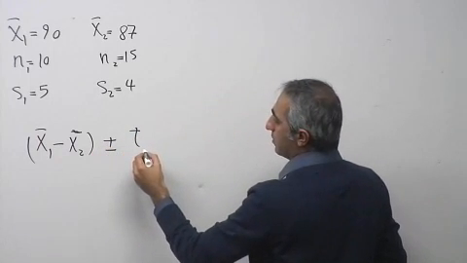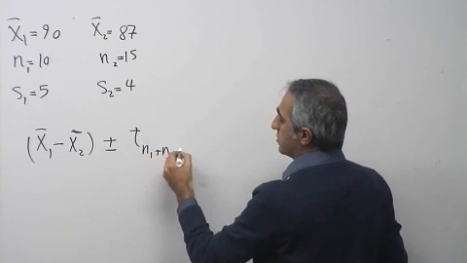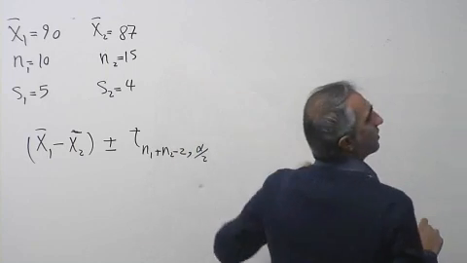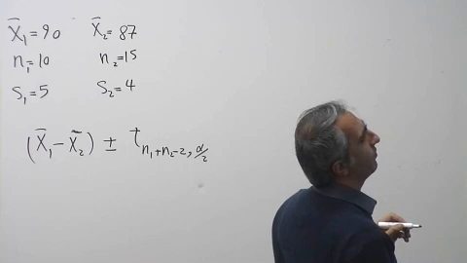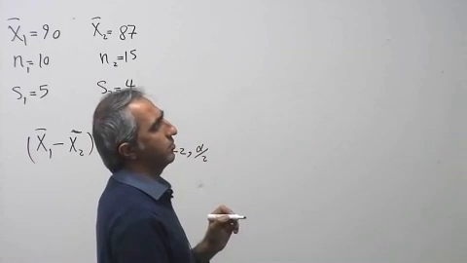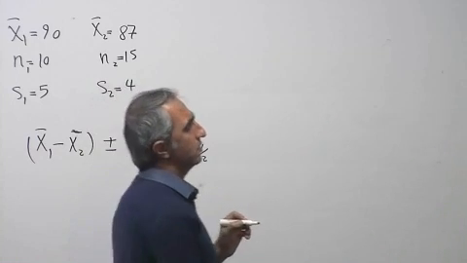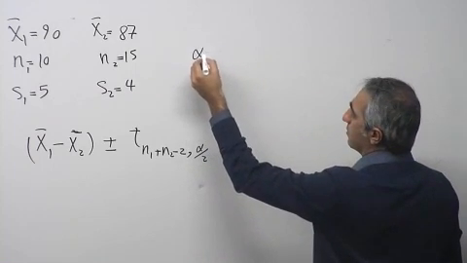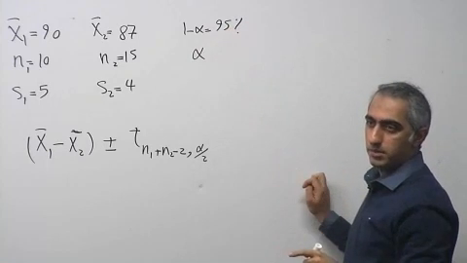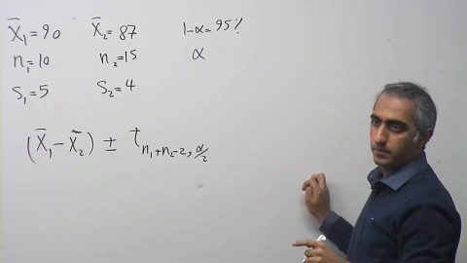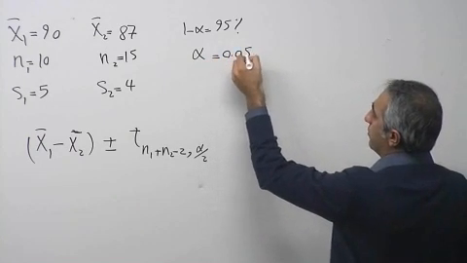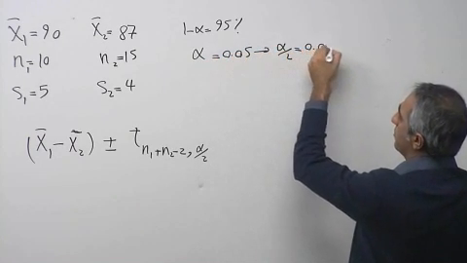T with n1 plus n2 minus 2 degrees of freedom and alpha over 2. The problem doesn't actually give any alpha. We assume, let's assume alpha is 0.05. 1 minus alpha is 95%. Can you double check the book for this example? See what is alpha? 95%. Thank you. So your alpha over 2 is 0.025.